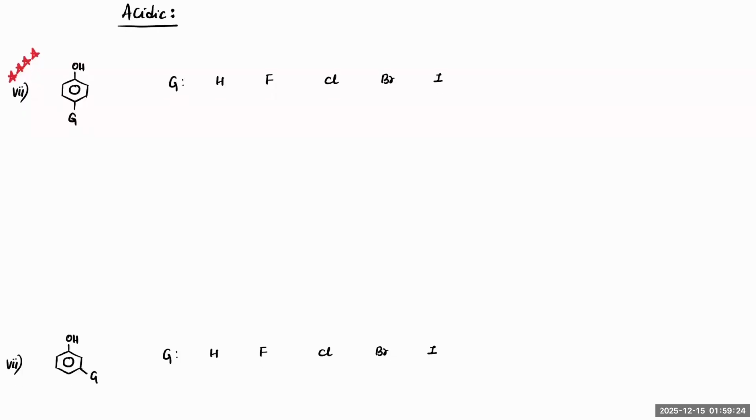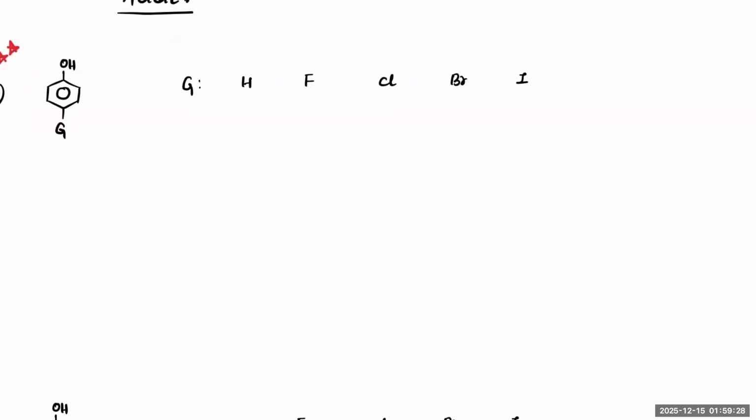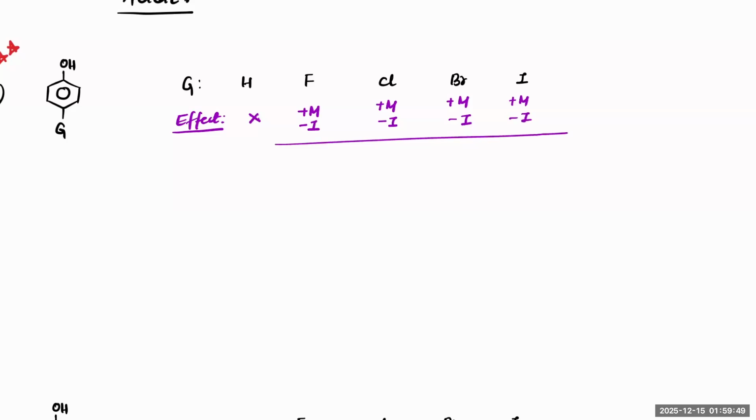See the next one, in case you have only halogens. Effect wise, hydrogen does not give anything. Fluorine offers plus M and minus I. Chlorine also does the same thing, plus M and minus I. You need to check out the overall effect here. If you notice the overall, it is an electron withdrawing group.